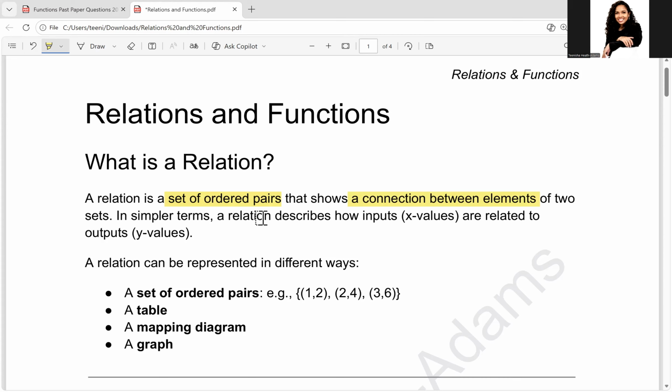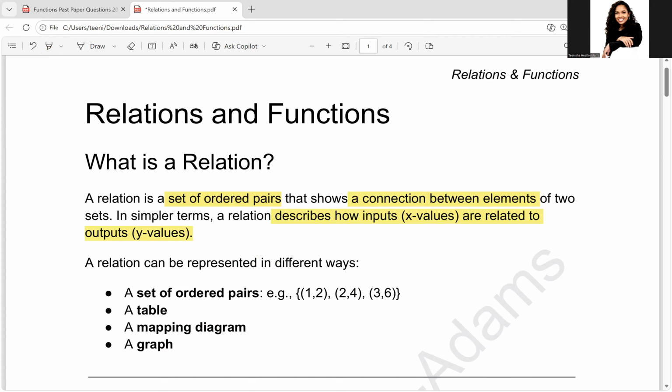In simpler terms, a relation describes how inputs, your x values, are related to the outputs, which are your y values. Relations can be represented in different ways, such as a set of ordered pairs. That's like the coordinates, right? For example, this is the set of (1, 2), (2, 4), (3, 6). It can be represented in a table, in a mapping diagram, or even a graph.